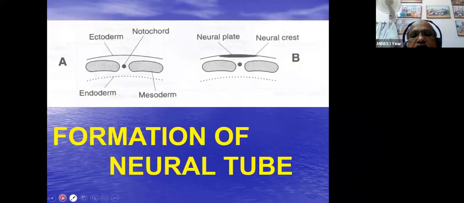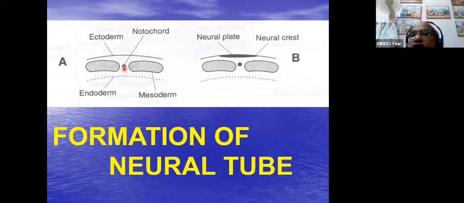First, formation of the neural tube. See this picture. Already you are familiar with these structures: our ectoderm, then our endoderm, and in between those two, we have the intraembryonic mesoderm. Basically, we have seen all these things. Then we have studied the formation of notochord. What is the function of notochord that we studied?